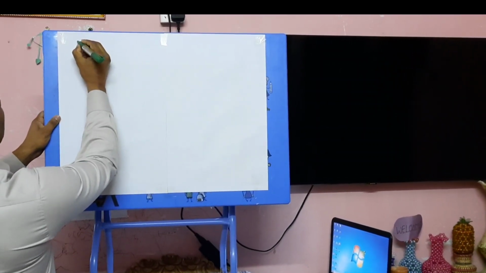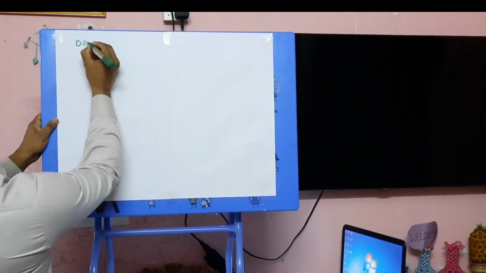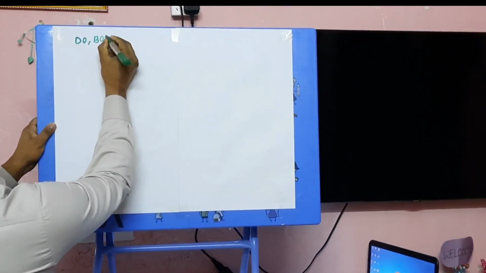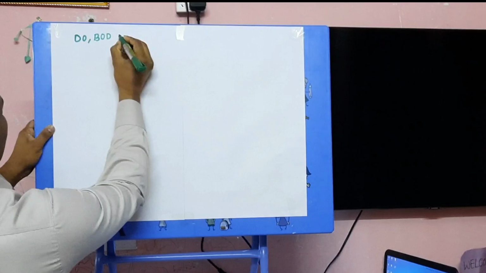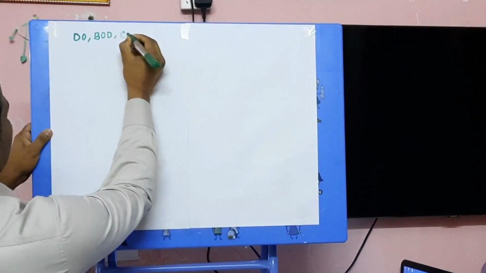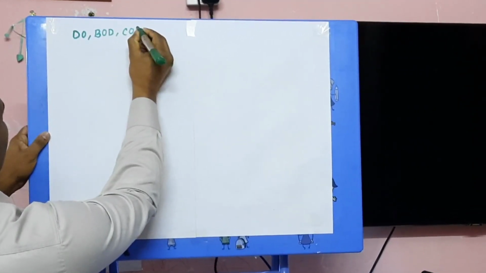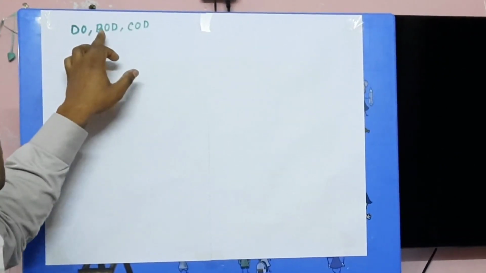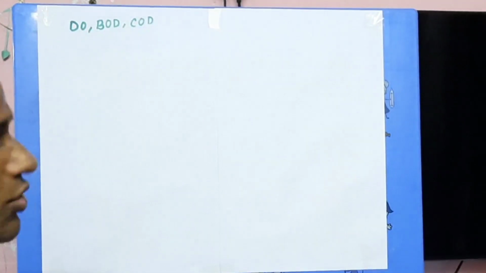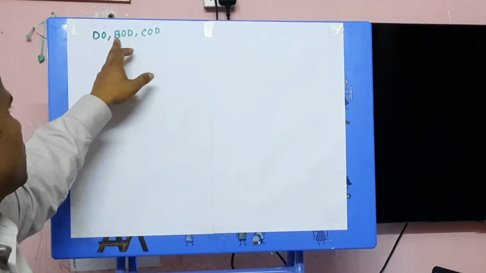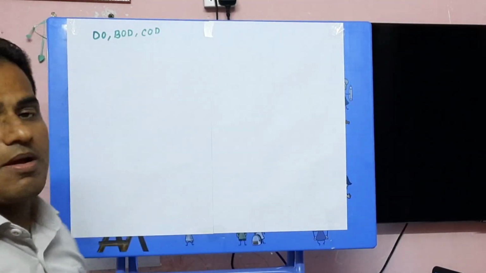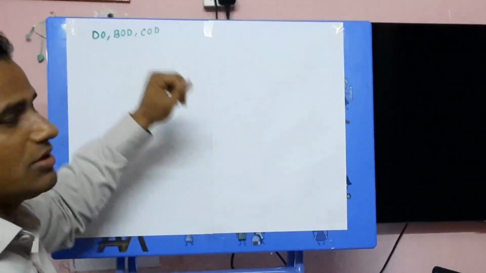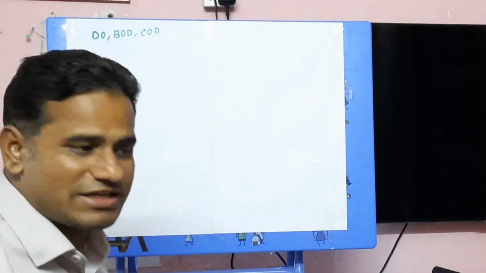DO, BOD and COD. So today I will discuss about DO, BOD and COD. So what is the meaning of this? DO means dissolved oxygen, BOD means biochemical or biological oxygen demand, and COD means chemical oxygen demand.